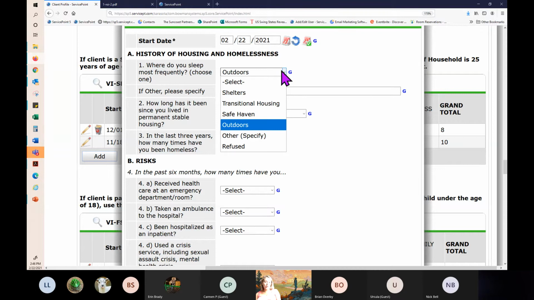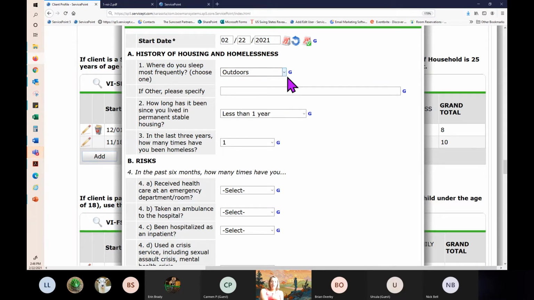And Lucy and Avery, most of your clients, I believe, because you're in that Centerstone outreach project, you're working with those clients that don't have regular shelter stays. They're clients that very rarely access the system, maybe. So outdoors. And then how long has it been since you were last in stable housing? And in the last 3 years, how many times have you been homeless? So Brandon had identified earlier to us, I think he said 2. We're going to say 2 now.